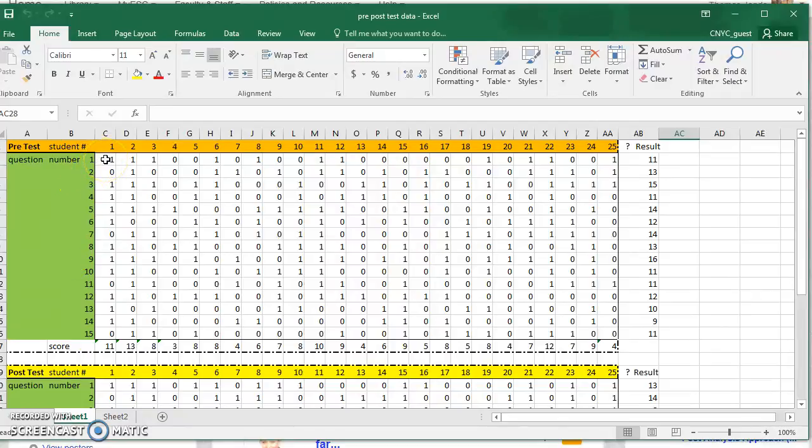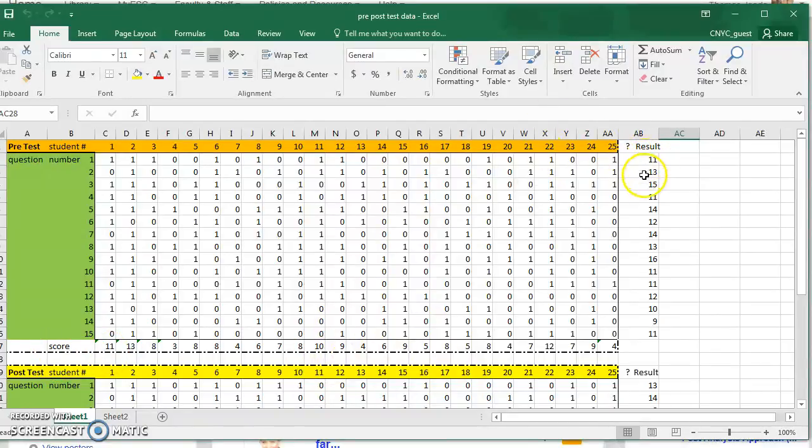And what I'm going to do here, I generated ones and zeros. 1 is going to be for a correct answer, and 0 is going to be for an incorrect answer. Here's student 1, they have their correct answers. In this case, the student has 11 correct answers. Student 2 has 13 correct answers, and so on. So this is the score for each student down here.